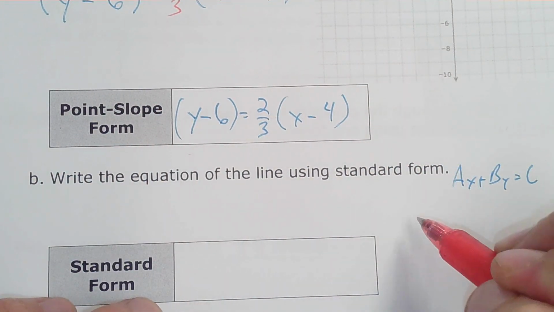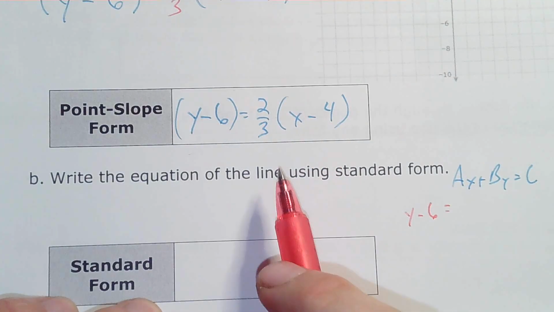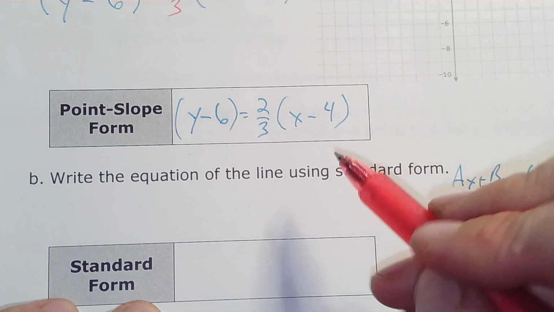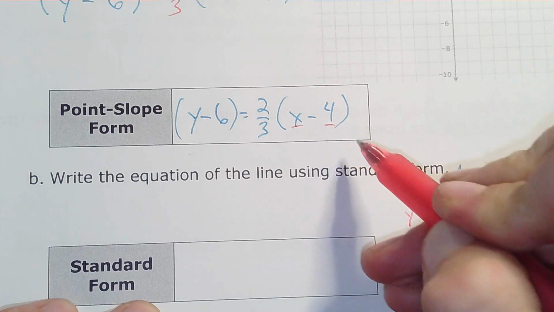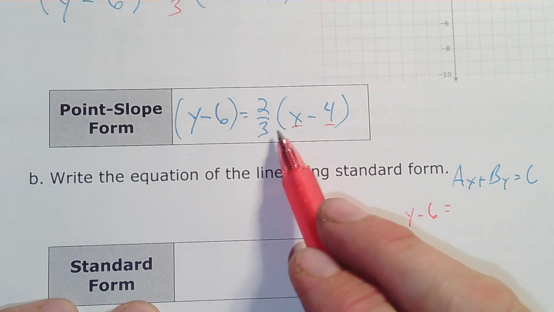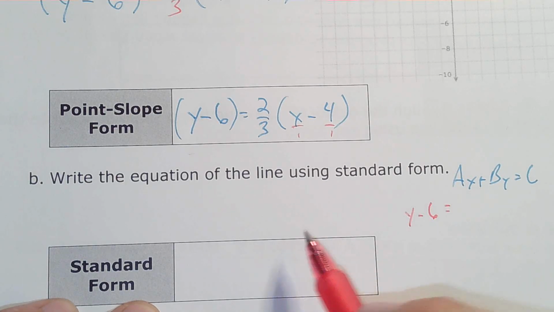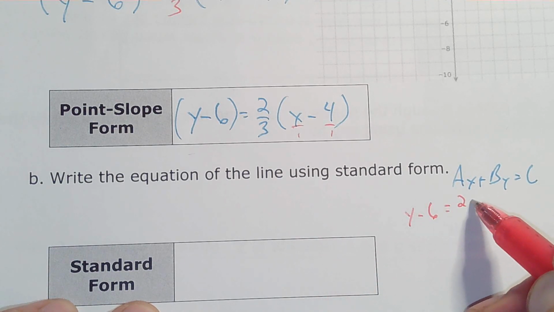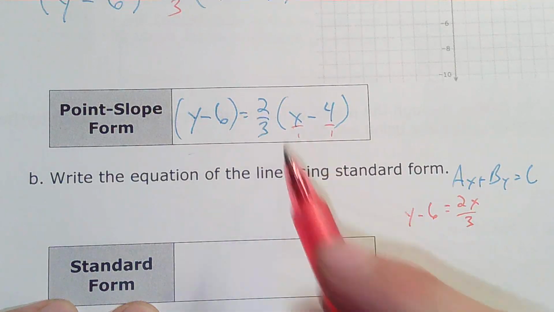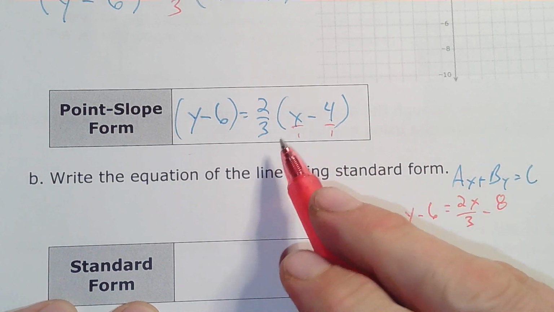On the left, it's pretty easy. It's going to be y minus 6. And then on the right, we have to clear our parentheses by distributing the 2/3 into our binomial. Remember, all of these are over a 1. So we're going to multiply 2 times x and then 3 times 1. So this is going to give us 2x over 3, and then a positive times a negative is a negative, a 2 times a 4 is an 8, and then a 3 times a 1 is a 3.